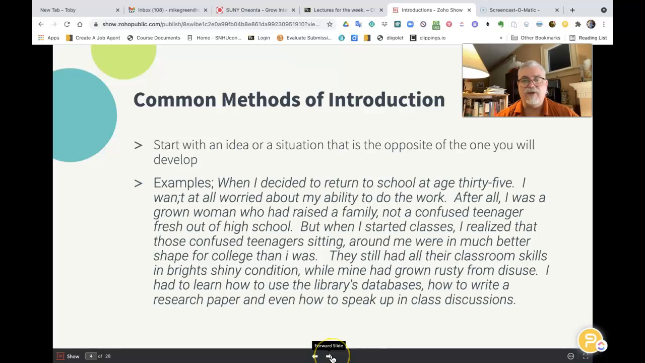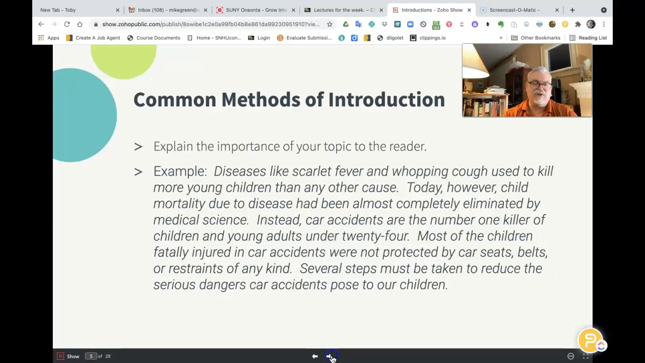So this is one way you can start with, is start with something that's sort of the polar opposite of where you're going. And then slowly bring it around and say, but this really isn't the point. And it really focuses that attention. This preconceived notion that older students are better off, now you're thinking, that's sort of been turned on its head.